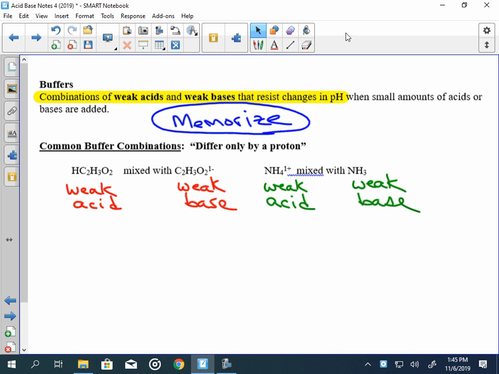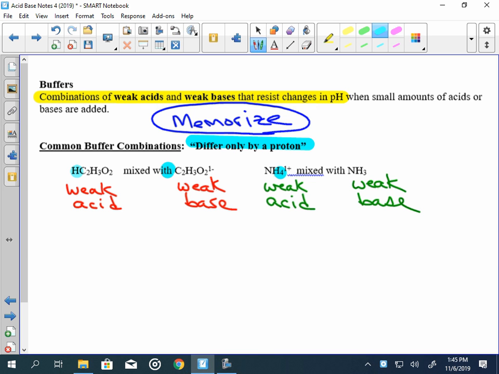What I say here, differ by a proton, it means this. Hey, there's a hydrogen there, but it's not there here. Where'd it go? It's gone. Okay? Here's an extra hydrogen. It has the extra hydrogen. You take that away, and you have the corresponding weak base. So there's an extra proton on the weak acids. All right? They only differ by a proton.